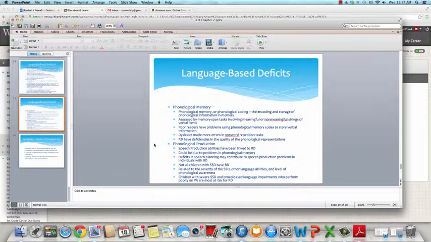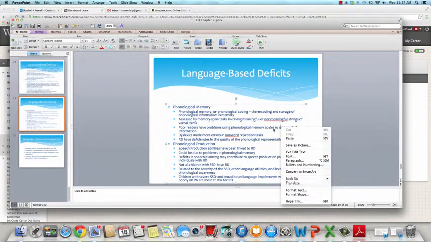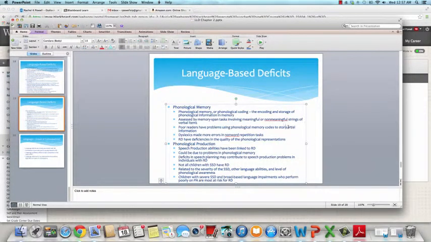It's the encoding and storage of phonological information in memory. It's assessed by memory span tasks involving meaningful or non-meaningful strings of verbal items. Poor readers have problems using phonological memory codes to store verbal information. Dyslexics make errors in non-word repetition tasks. So as we talked about before, children with SLI have difficulties with non-words, and so do dyslexic children. So there's an overlap there in this particular area of phonology. And then reading disabilities have deficiencies in the quality of the phonological representations.